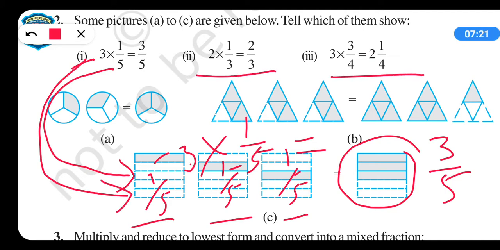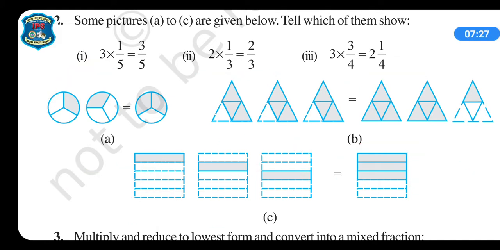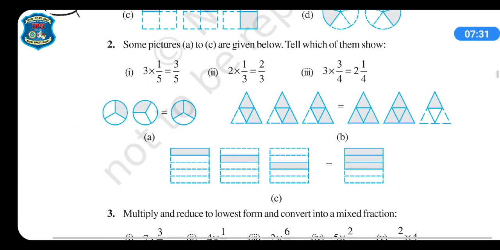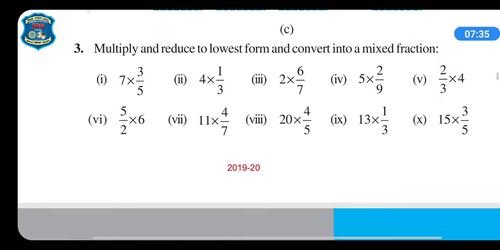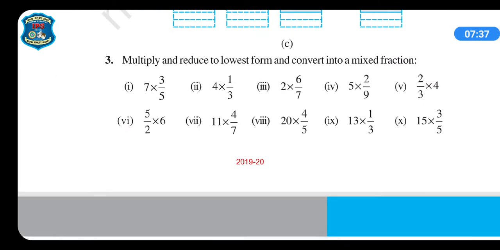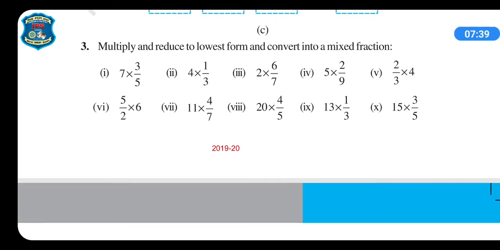Similarly you have to find the second and third. We will do both, right? So you have to match the figures. Now let us see the third part, question number 3. The question is, multiply and reduce to lowest form and convert into mixed fraction. So just have a look at the first one.